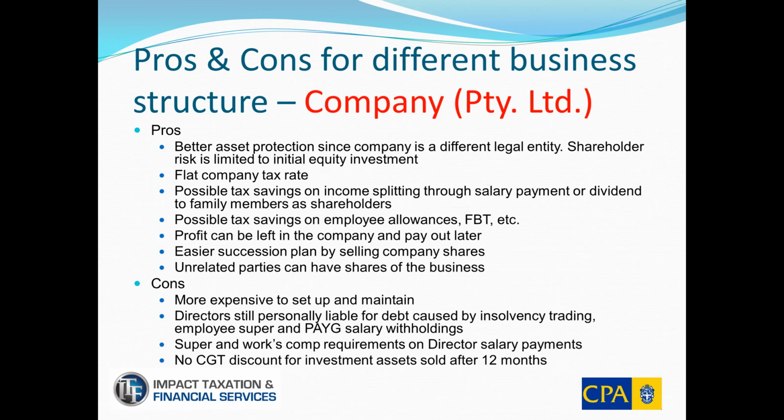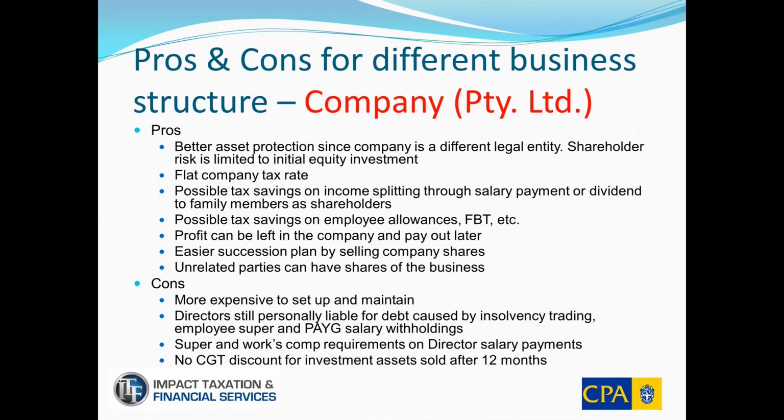Also, for directors who are also owners, if they pay themselves a salary, they need to pay super. In New South Wales, if they pay themselves more than $7,500, they also need to purchase workers' comp insurance. A lot of people don't know about this. So make sure if you're a company director and you pay yourself a salary, you have to pay super for yourself. If the annual salary is above $7,500, you need to pay workers' comp insurance as well.